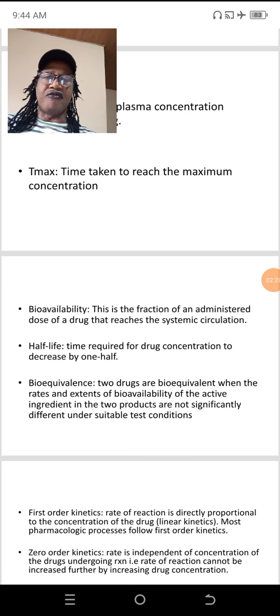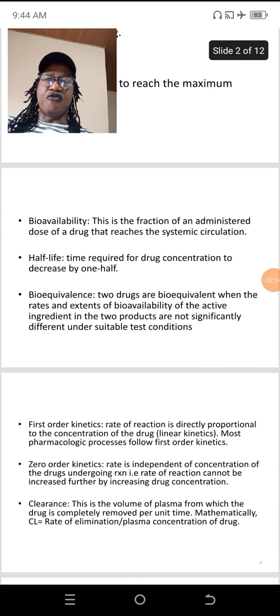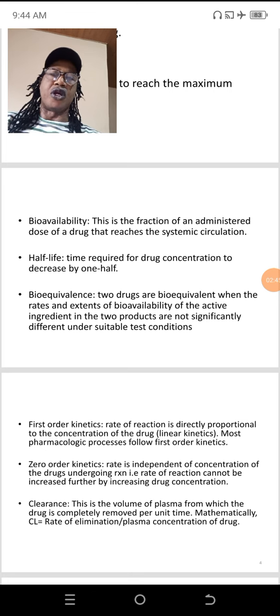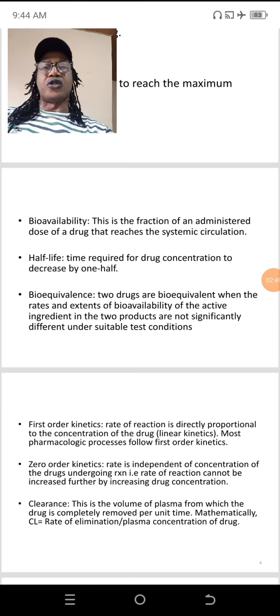Half time is the time required for a drug concentration to decrease by one half. Bioequivalence. Two drugs are said to be bioequivalent when the rates and extent of bioavailability of the active ingredient in the two products are not significantly different under suitable test conditions.